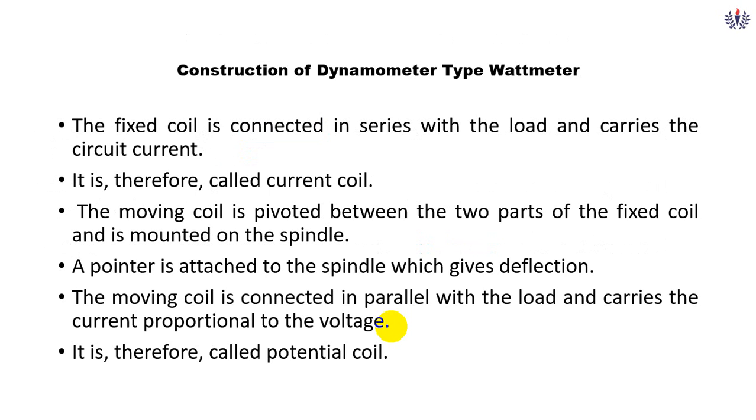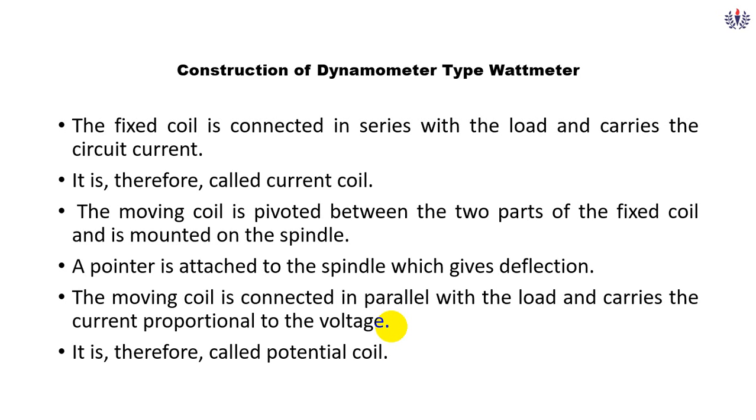The fixed coil is always connected in series with the load, which carries the circuit current. So that's why it is known as the current coil. And the moving coil is pivoted between the two parts of the fixed coil. As we told in the name itself, it's a moving coil. So it is fixed in a moving assembly which is connected to the spindle. The pointer is attached to the spindle, which gives the deflection.